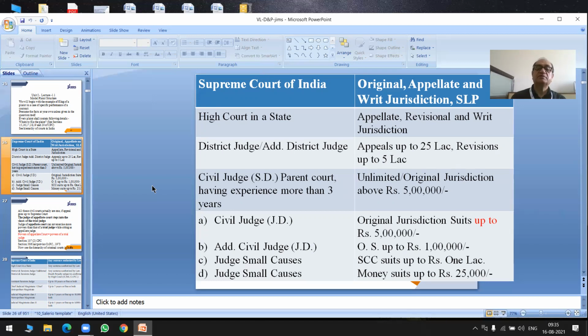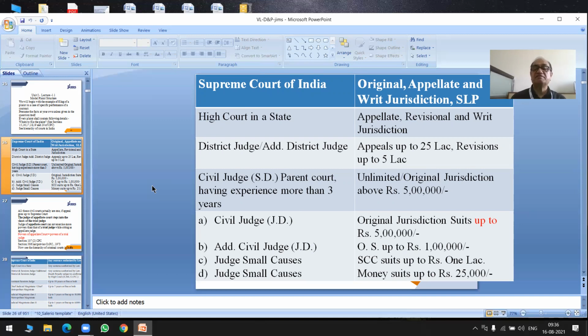That is a parent court having experience of more than 3 years of service. They have unlimited jurisdiction. Original jurisdiction is above 5 lakh. Because up to 5 lakhs, Civil Judge Junior Division is the court which is authorized to hear cases relating to valuation up to 5 lakhs. So in the illustration which I gave you, the valuation of the flat was 1 crore rupees. So that suit for specific performance has to be filed in the Court of Civil Judge Senior Division. Because Civil Judge Junior Division has jurisdiction to hear suits only up to 5 lakh.